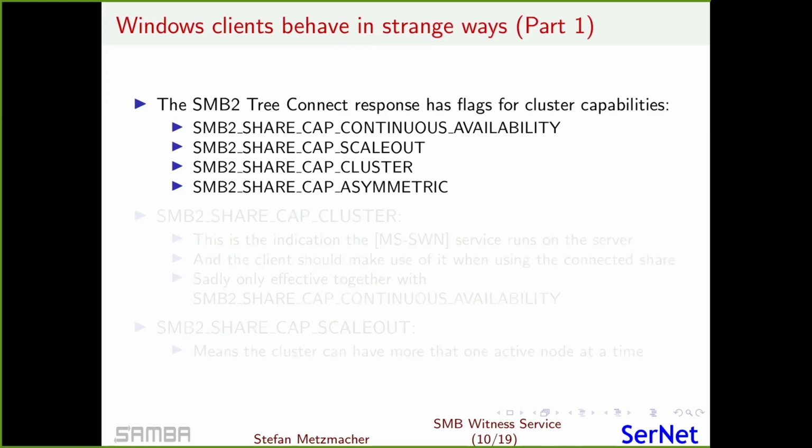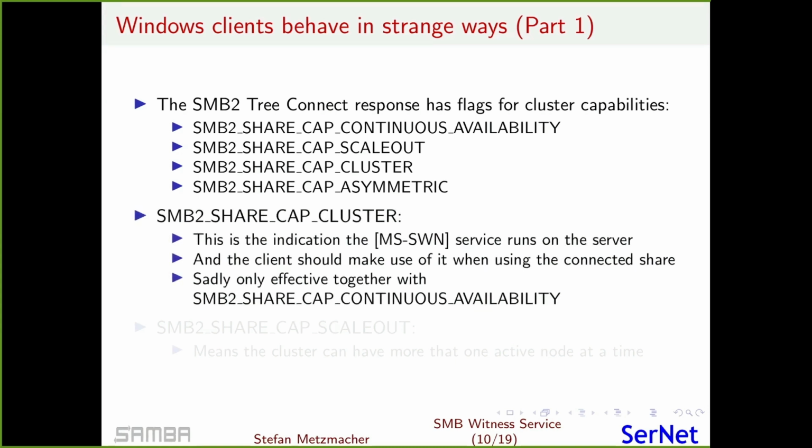So Windows is a bit strange in how it works. On the SMB3 or SMB2 tree connect response, there are various flags which can be returned. The continuous availability, scale out, cluster, and asymmetric flags. And according to the documentation, the cluster capability flag would be the only one that should be needed in order to let the client use the witness registration. But Windows clients require also the continuous availability flag to be there. So only if they are both there, the clients will do the witness registration.